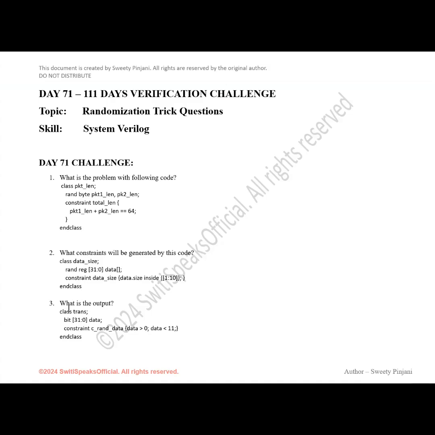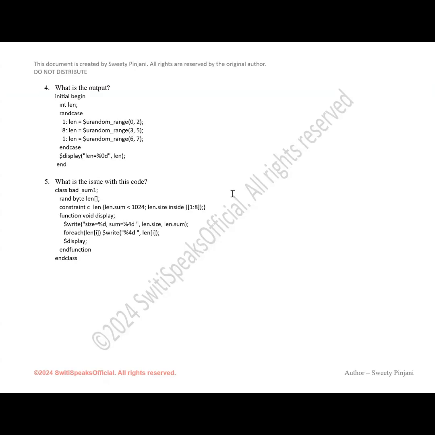What is the output? Now I have a code where I have a class transaction. It has 32-bit data. I am saying that the data should be greater than 0 and the data should be less than 11. You need to tell what is the output. We'll see some more trick codes.